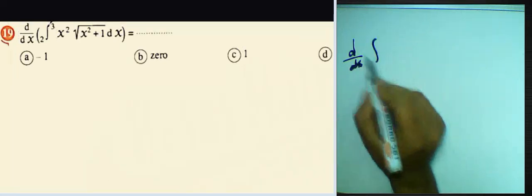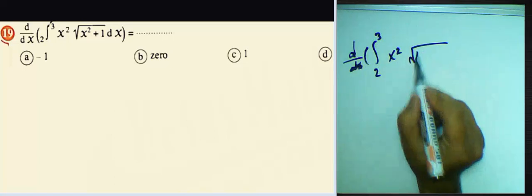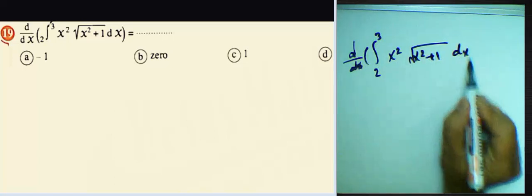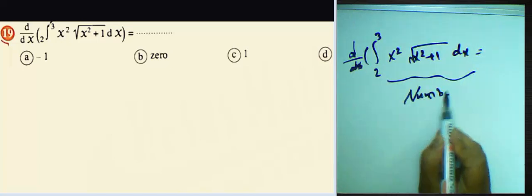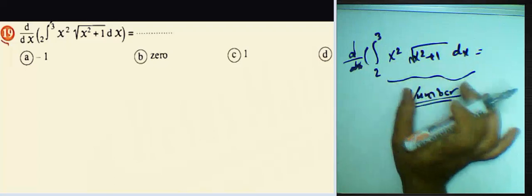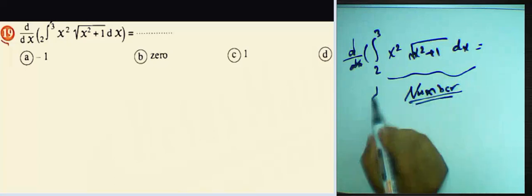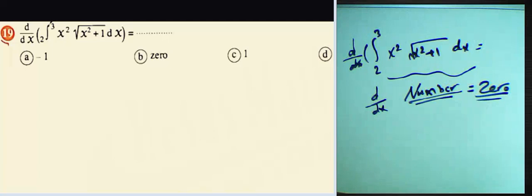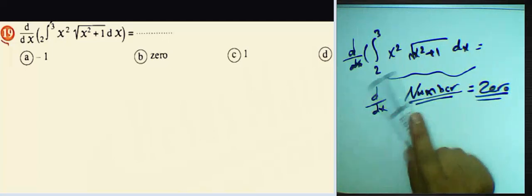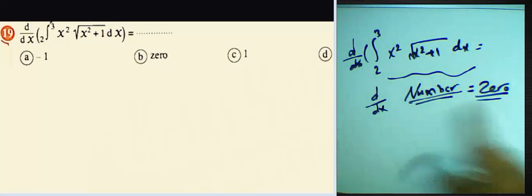Derivative of this integration from 2 to 3 of the function x power 2 multiplied by square root of x power 2 plus 1 dx equals what? We know the result here will be a number. If you put this in your calculator, you will get a number for this example, and the derivative of any number will be equal to what? Equal to 0. Understood? Again, in this example, the definite integration from 2 to 3 gives you a number, and the derivative of any number equals 0.